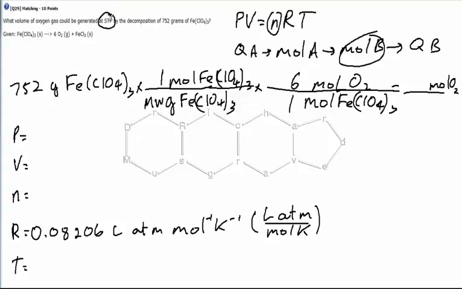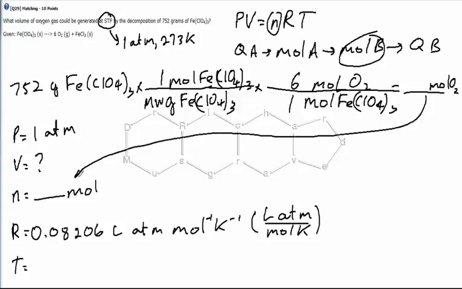Now we're told here that it's STP. STP is always 1 atmosphere and 273 kelvins. Alright, so the pressure is 1 atmosphere. No need to worry about significant figures, that's going to be an exact number. Volume, that's what we're looking for. And we get that from up here. That's the value we calculated. Temperature, 273 K.